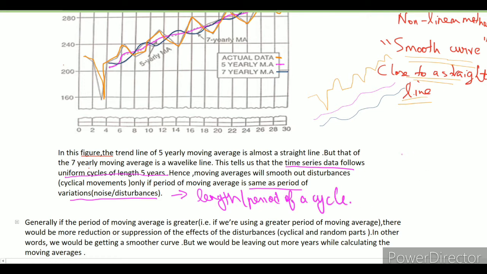Okay, and the length of period of a cycle, it means that suppose we have data, let's say data that looks like this. Okay, so what determines the length of a cycle?